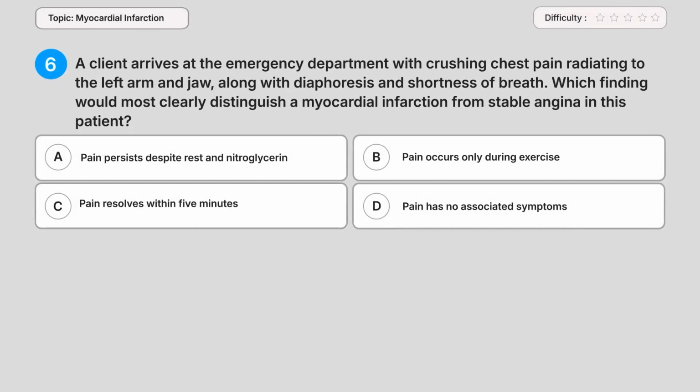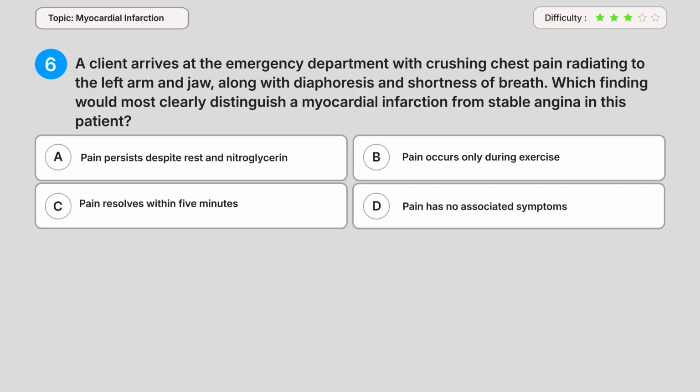6. A client arrives at the emergency department with crushing chest pain radiating to the left arm and jaw, along with diaphoresis and shortness of breath. Which finding would most clearly distinguish a myocardial infarction from stable angina in this patient?